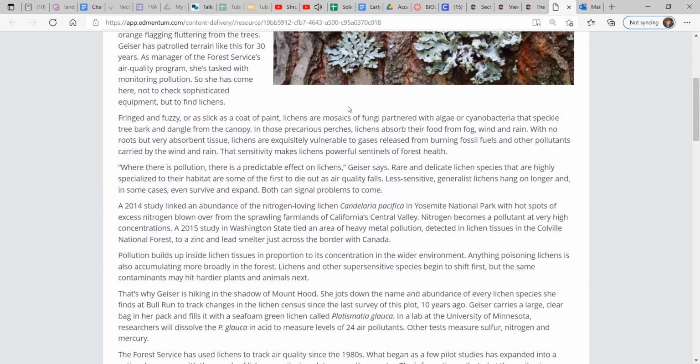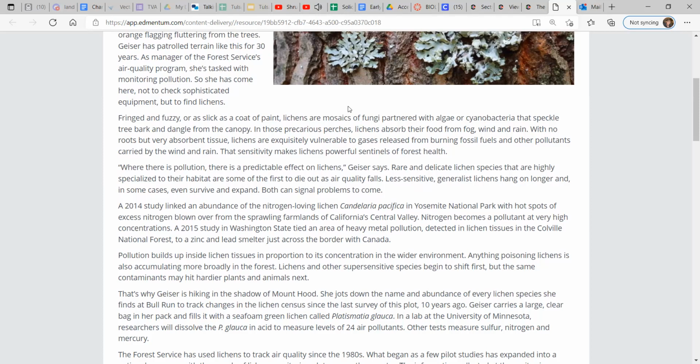With no roots but very absorbent tissue, lichens are exquisitely vulnerable to gases released from burning fossil fuels and other pollutants carried by the wind and rain. That sensitivity makes lichens powerful sentinels of forest health.